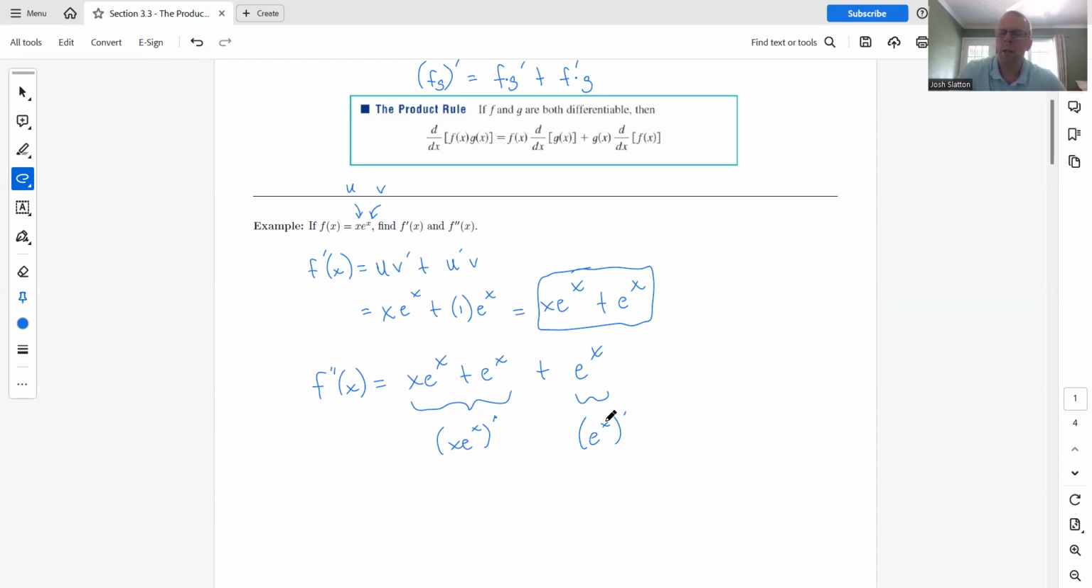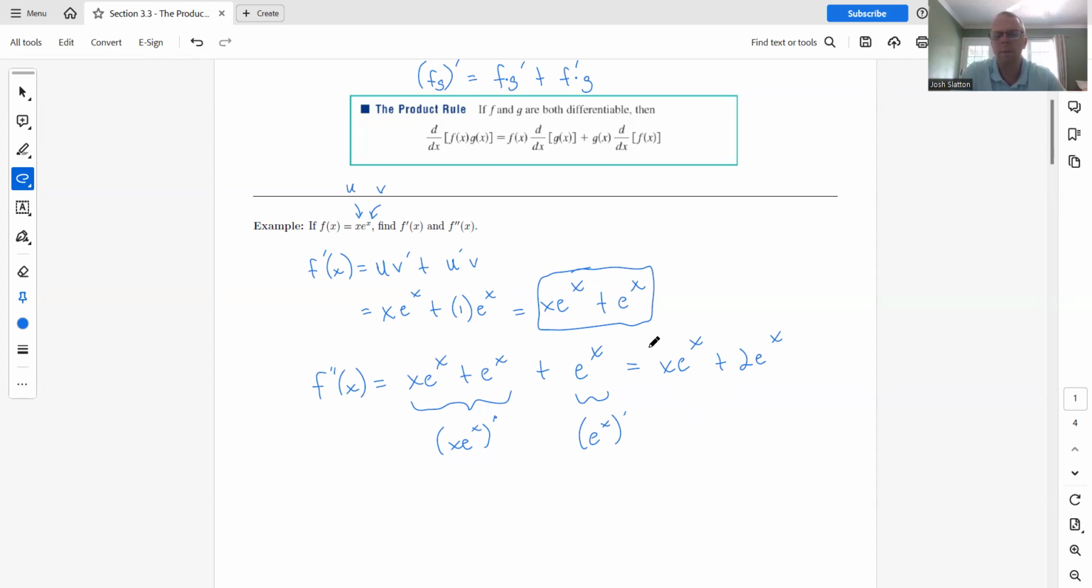So again, with addition, if you're adding two functions, here we are adding x e to the x plus e to the x. We're adding two functions. Just take the derivatives separately. For multiplying, you got to use this product rule. And now we can simplify this one. So we have x e to the x, and then we have e to the x plus e to the x, so that would be plus a 2 e to the x. And that would be fine.